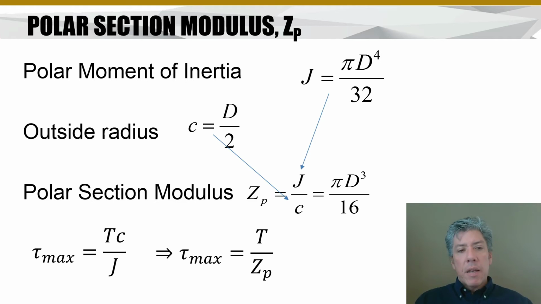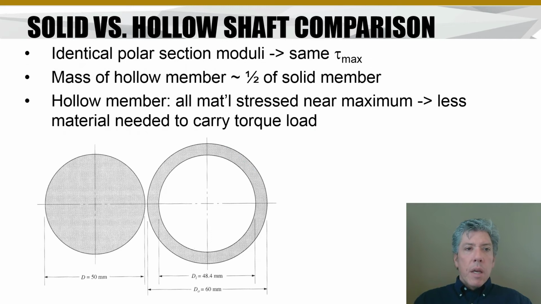We've just combined C and J. It's a little more convenient sometimes. Now what about if we compare two different shafts?